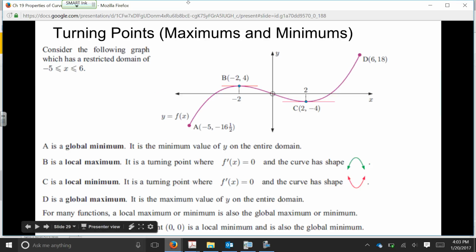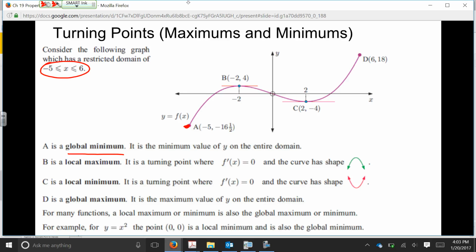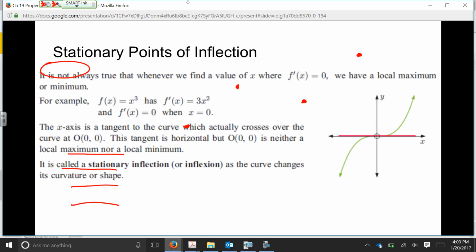Now, like I said, there's a couple of different things that it could be. We could have what's referred to as a global minimum down here, point A, meaning the function never goes below that point. Obviously, we have a restricted domain on this function that we're really focusing on here. We could have a local maximum right here at point B, a local minimum, as you see at point C, a global maximum, the highest point on the function, up here at point D, and then we have some other things going on. All right, so that's what we're talking about here.